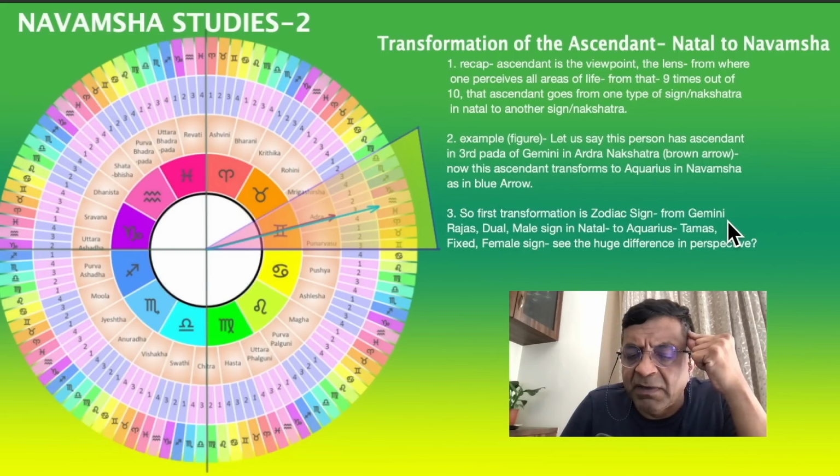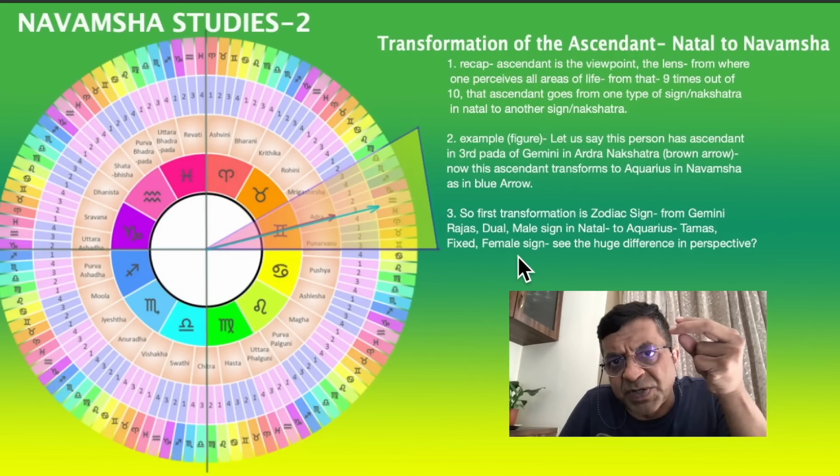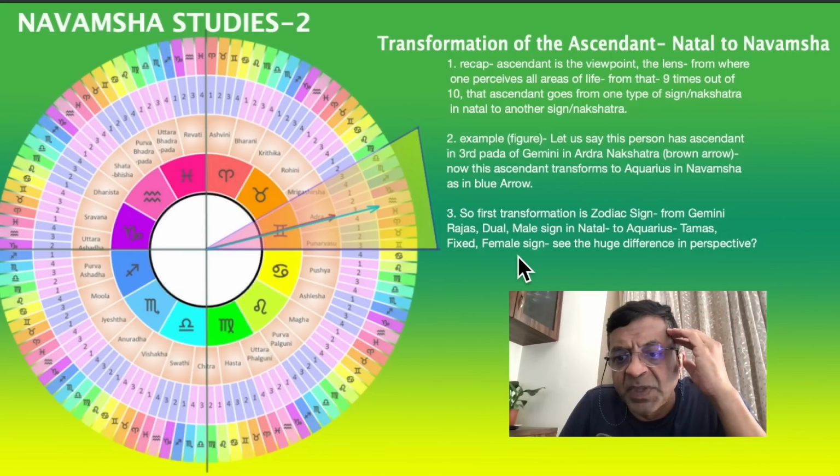So what does this imply? For example, in this example, Gemini is Rajas, dual and a male sign in the natal, and in the Navamsha it becomes Tamas, fixed and a female sign. So you're going from a dual sign to a fixed sign. Whenever a person goes from a dual sign to a fixed sign later in life or with the spouse, you should interpret it in both ways. In Navamsha, one is how the same person behaves with the spouse, and the next part is how a person transforms later on in life. Okay, these are the two ways of interpreting Navamsha.